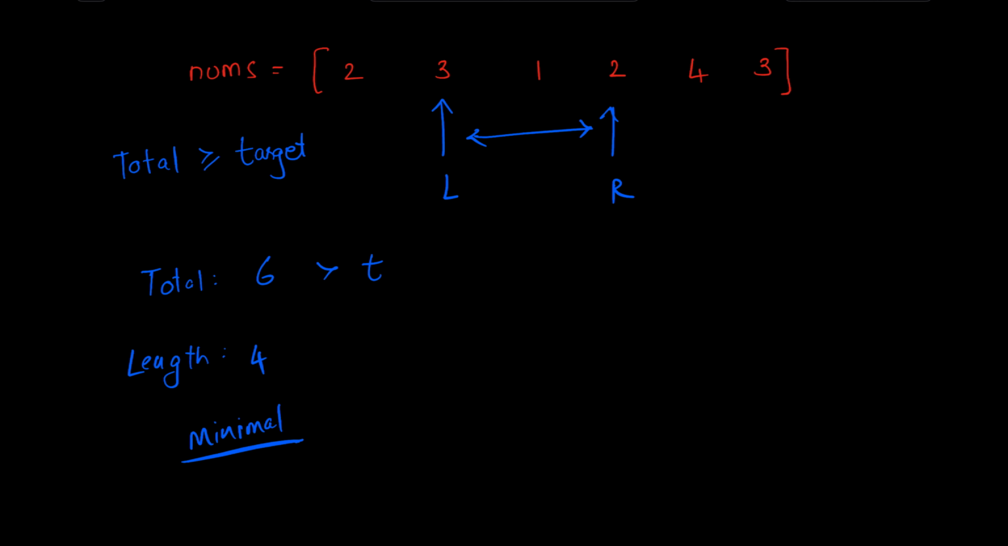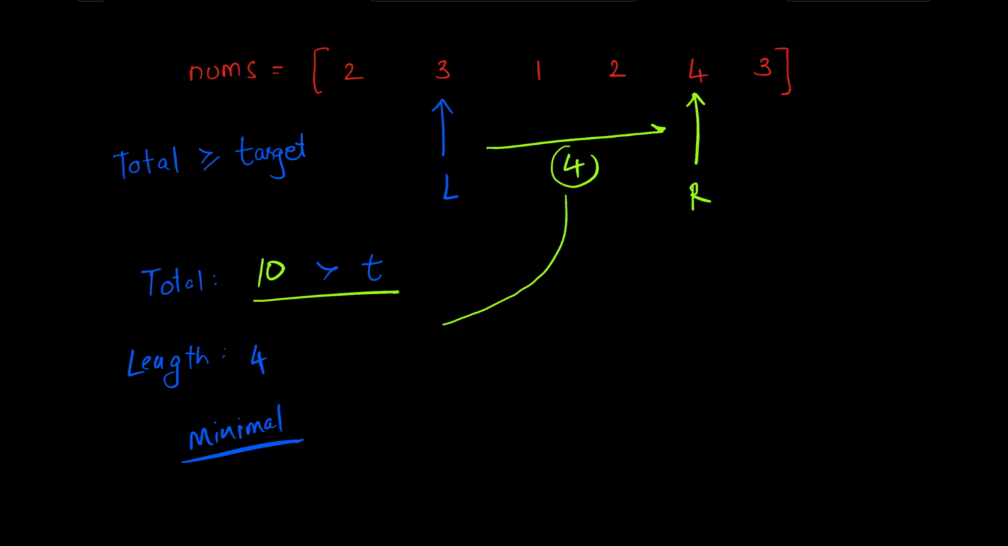So the updated total is now 6. After this change, the total is no longer greater than the target. Similar to the previous operation, we now need to increment r to bring in one more value into the range. Including 4 into the subarray, the total will be 10, which is greater than the target. So we found one more subarray with length 4 that matches the criteria.